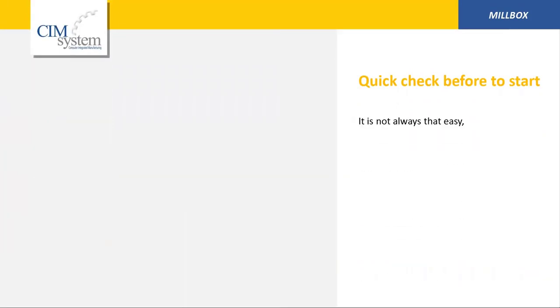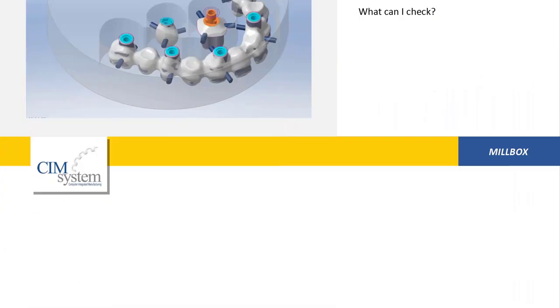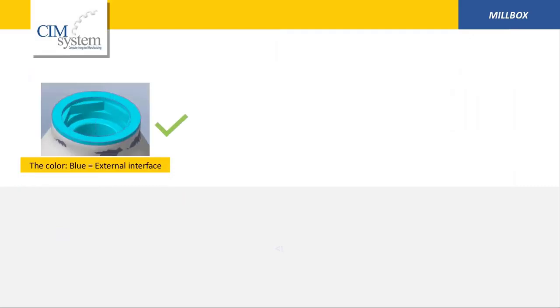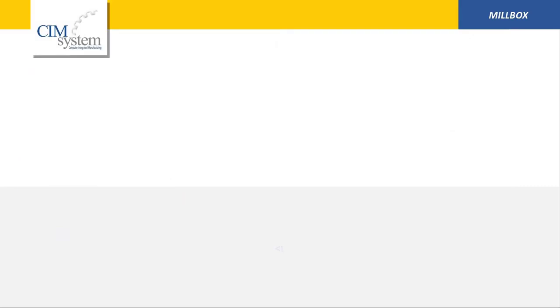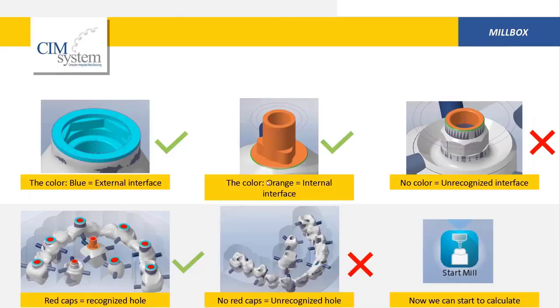It's important to have a quick check before starting work on this kind of STL file. So it's important to check that some simple features were correctly recognized. For example, we can check that all the holes were recognized properly, and all the connections. Here you can see different colors, orange and blue. If all this is okay, we can go on.